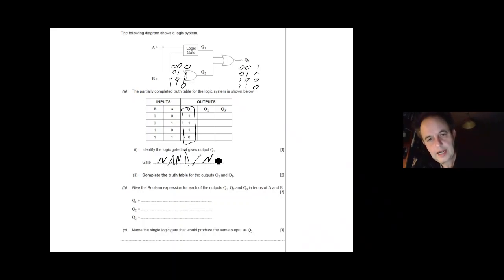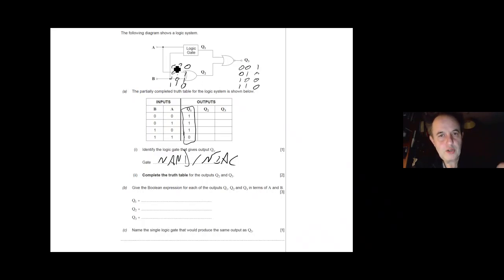Okay, so NAND. Anything to do with a zero always gives you a one with a NAND. And then complete the truth tables for the Q2. So this is where it's handy. If you've done the truth table next door to it, you can now look to see what's going into Q2, which is your A and B.